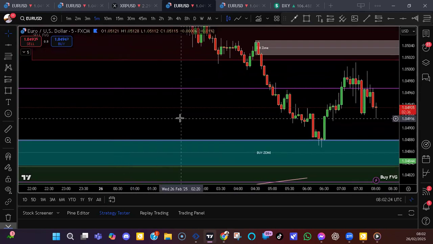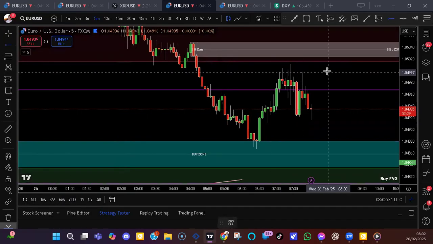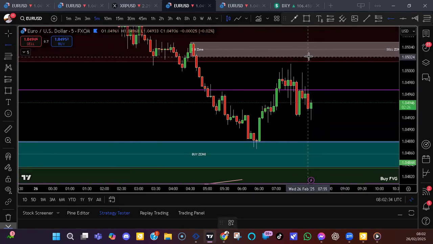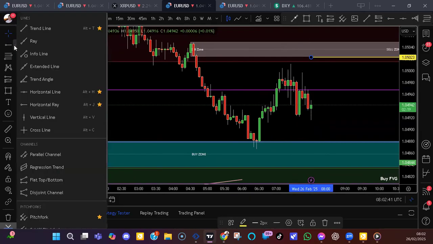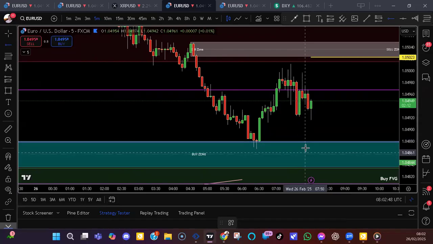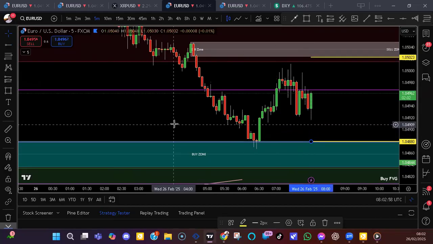And now we can draw the zones in so they're visible on the 1 minute. So we get our horizontal ray, we've got a zone there. It's interesting, that's right where the imbalance is. And we've got another zone right where the support and resistance is, I think it is. So now we've got that.